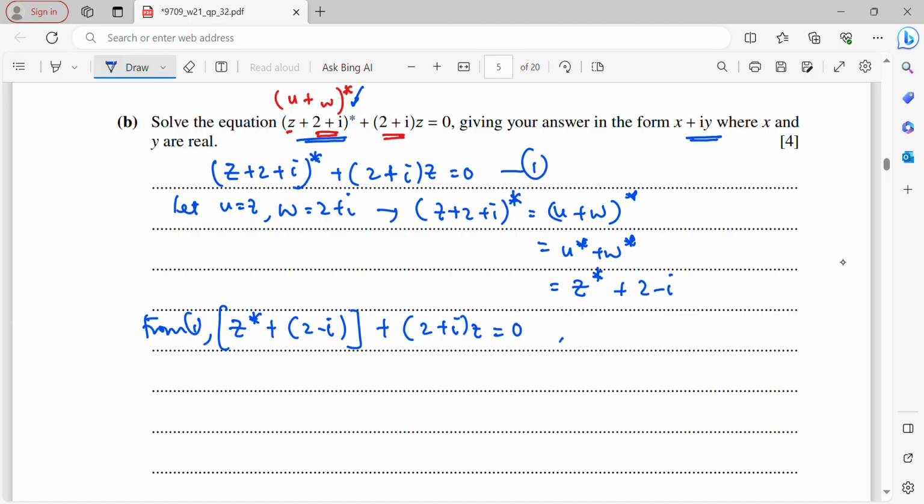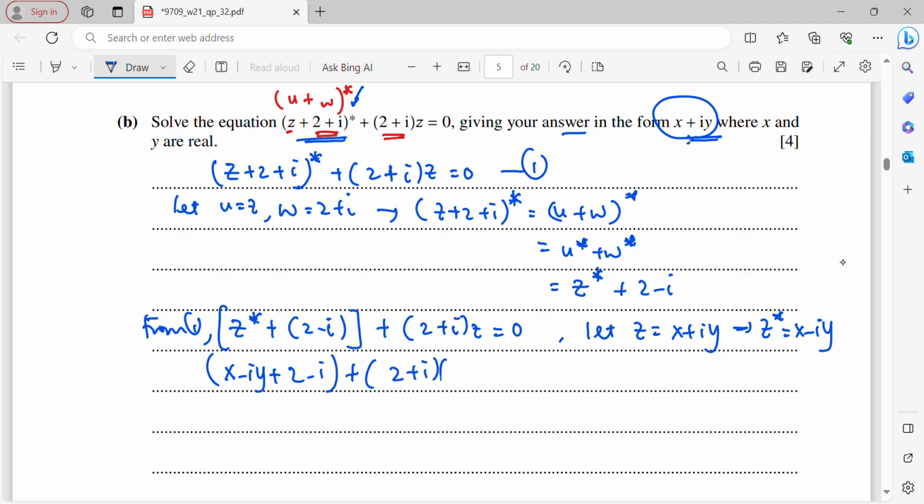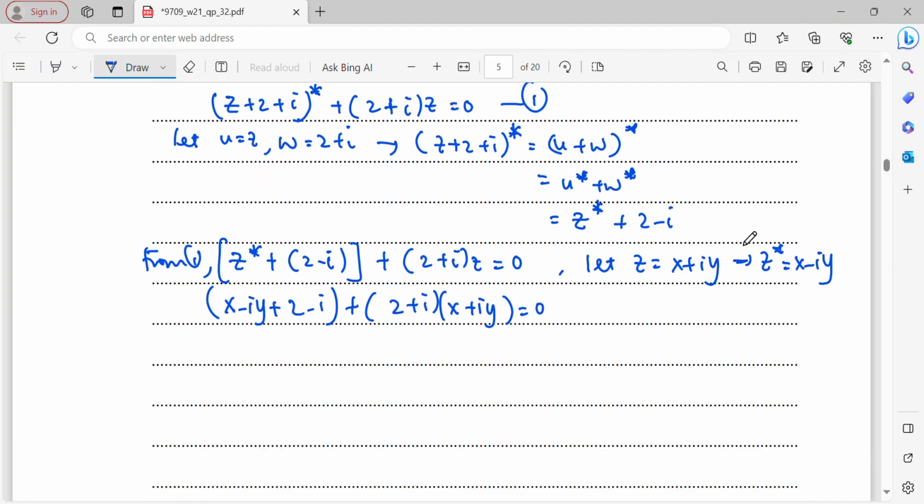Okay, and then I will let my z be x plus iy, because you need to leave your answer in x plus iy. So the conjugate of z is going to be x minus iy. I will replace: x minus iy plus 2 minus i plus (2 plus i) multiplied with (x plus iy) equals 0. Here I need to find x and y. Now what to do is just group together. So x plus 2, then minus i(y plus 1).